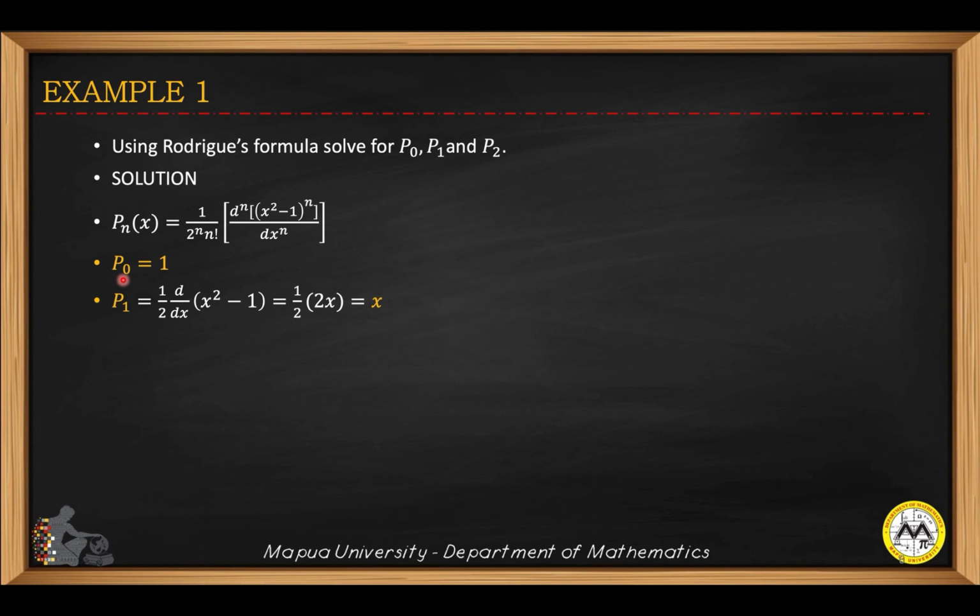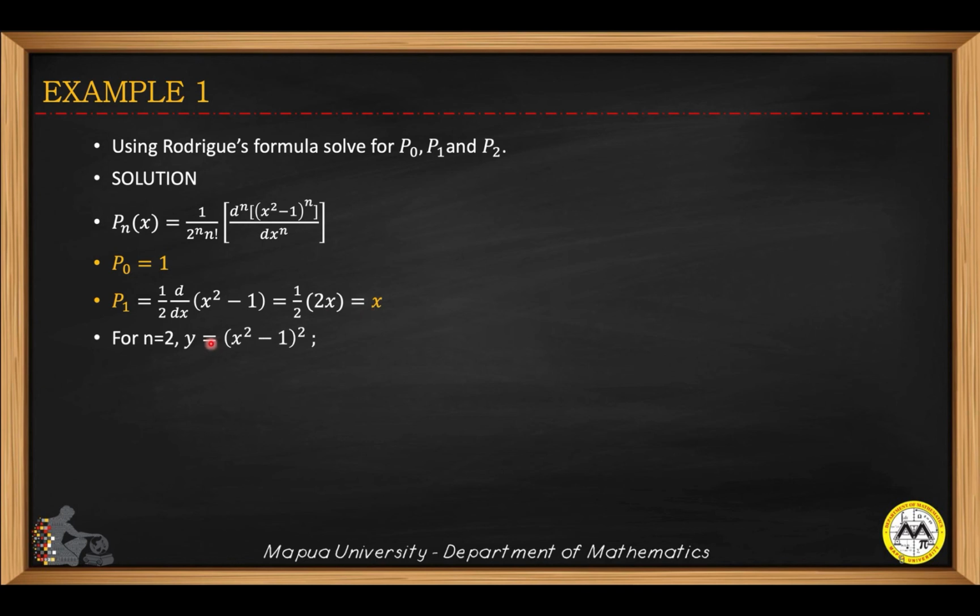And then for P sub 1, we have 1 over 2 raised to 1. 1 factorial is 1, so we have 1 half here. And this is the first derivative of x squared minus 1, whose derivative is equal to 2x. Simplifying, you get P sub 1 equals x.